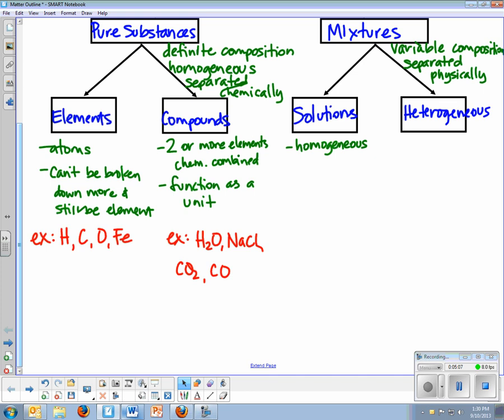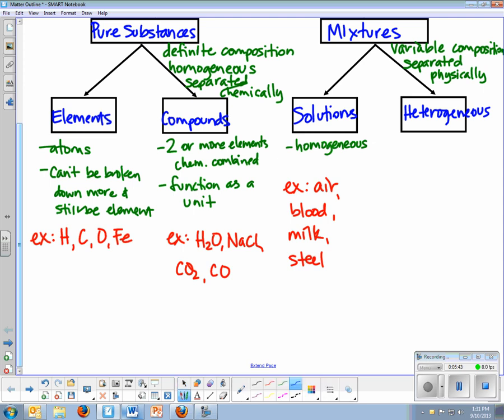Examples of solutions are things like air. All air looks the same if you look at different sides of the room, but it's a mixture of different gases like oxygen, nitrogen, carbon dioxide. Your blood is a solution. It all looks the same throughout. Milk. Milk that you buy in the store is homogenized, meaning it's made to look all the same. You've taken out any particles that would separate. Steel is a mixture of metals.